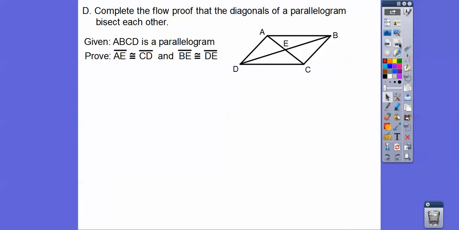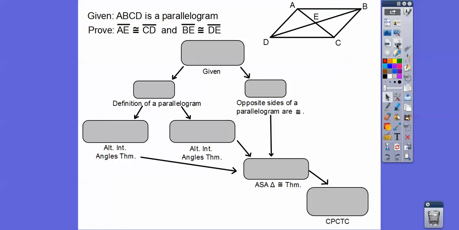Let's try another. All right, so we're going to complete the flow proof, okay? These are kind of weird, I think, but they're cool. That the diagonals of a parallelogram bisect each other. So given it's a parallelogram, we're going to prove that this piece of the diagonal is equal to this piece, and we're also going to prove that this piece right here equals this piece right here. Okay, all right, so let's move that up to get some room, and there's a flow chart proof. Okay, remember, this goes in the top box right here, and this, where does this go? This goes right down there. So let's go ahead and do that right there.